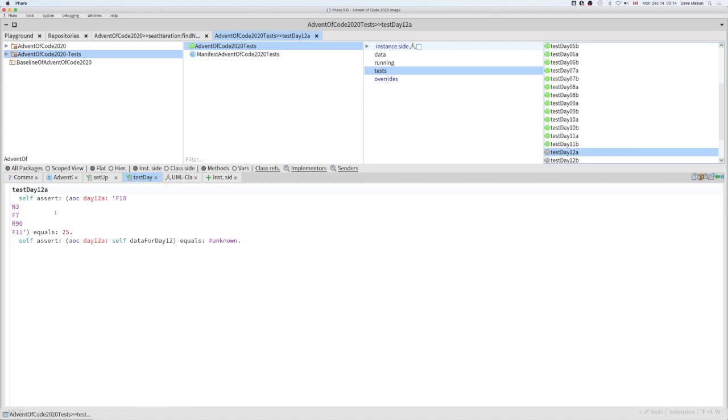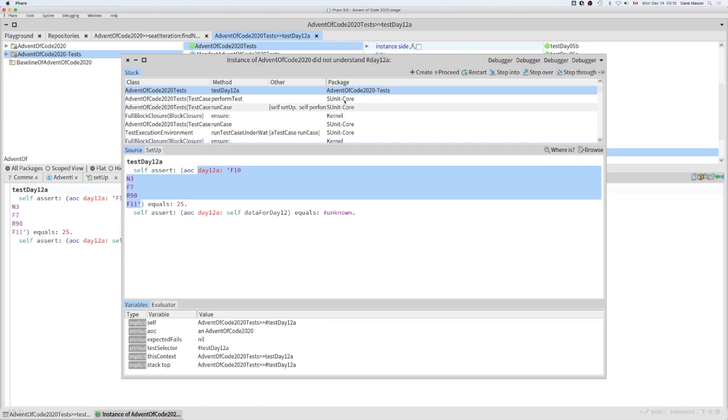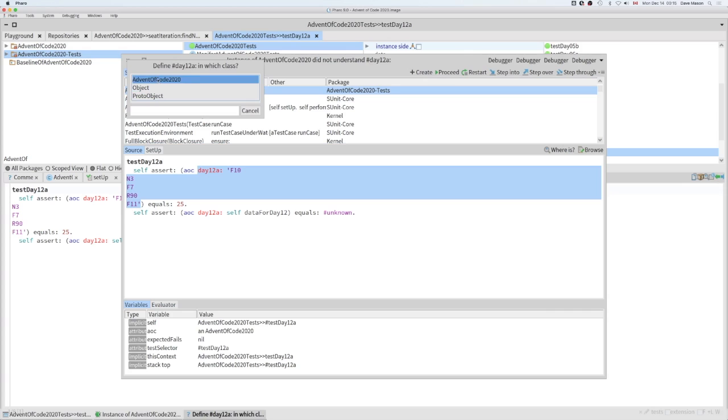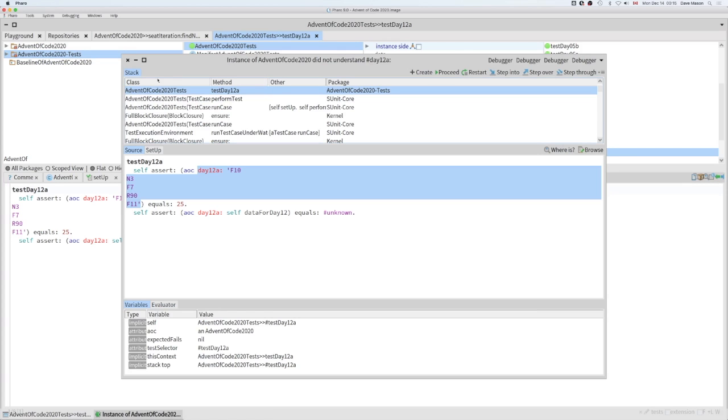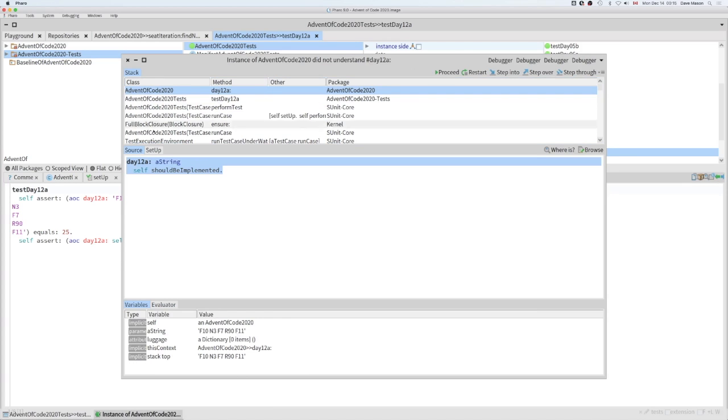So here's the test for it. Here's the input, and we're looking for 25 as our result. So let's run it. And as usual, we get that it didn't understand day 12a, so we'll create this in Advent of Code 2020.